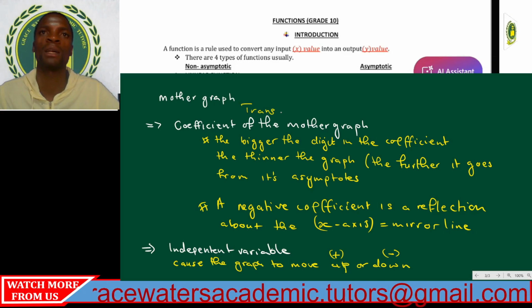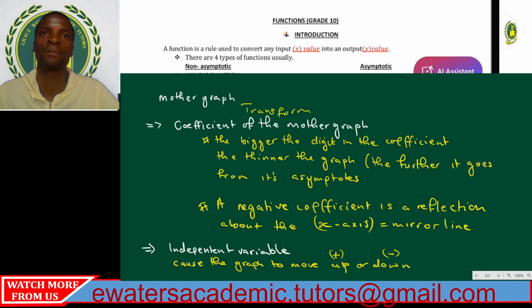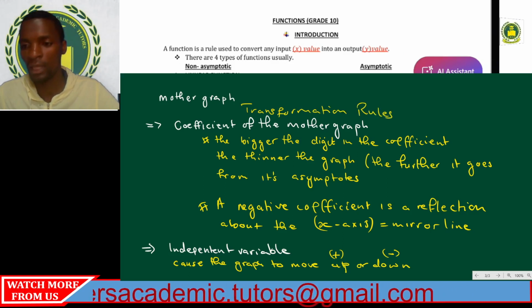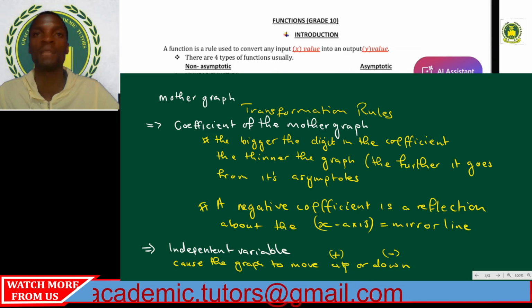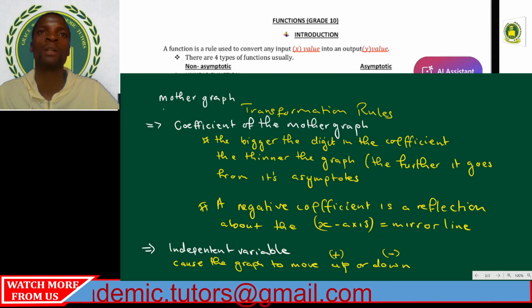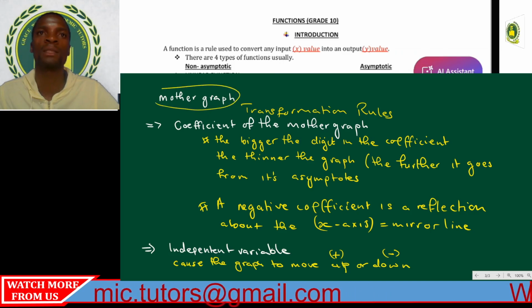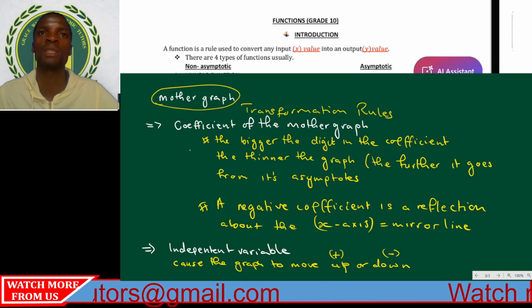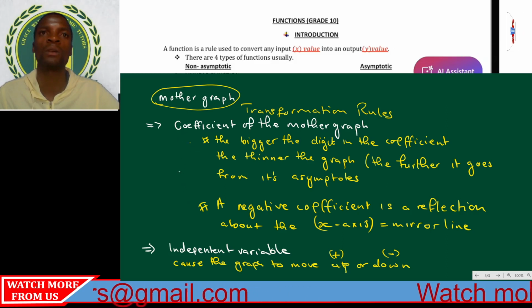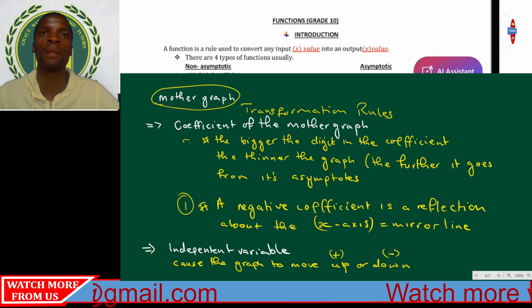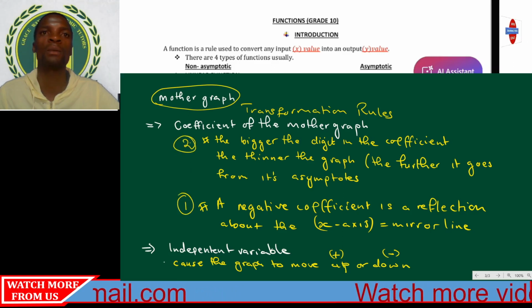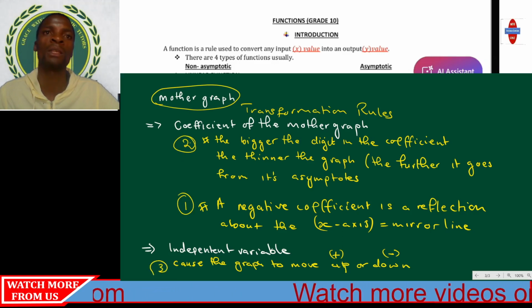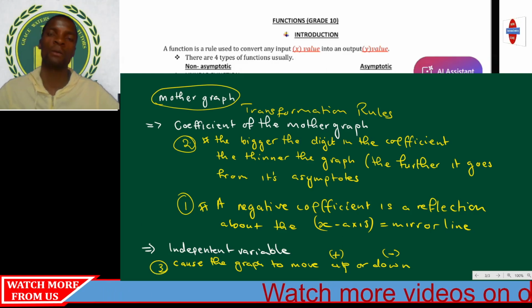So these are the mother graph transformation rules. Okay, let me not waste time here. It's almost 48 minutes. Yeah, this is a long video. So we have to find the mother graph first, and then after finding the mother graph, what we need is to show the transformation which was brought by the coefficient. So the coefficient brings number 1, a reflection, number 2, a stretch, number 3, we have what you call the independent variable. It brings an upward or a downward movement of the graph. These are the three things.